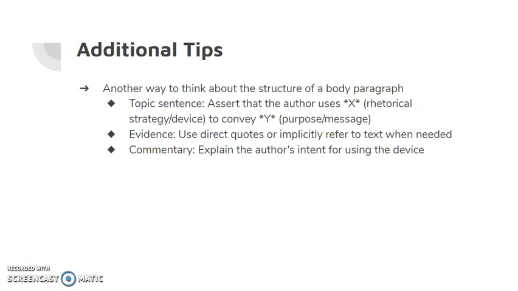The second tip is just another way to think about the structure of a body paragraph. Each body paragraph should start out with your topic sentence, where you say that the author uses X rhetorical device or strategy to convey Y, the purpose or message. Then you want to move into evidence, which are direct quotes or implicitly referring to the text. And then the third thing is you want to make sure you comment on that evidence, where you explain the author's intent for using the device that you mentioned. And you can repeat evidence and commentary for 2 or 3 more pieces of evidence of that rhetorical device if needed.